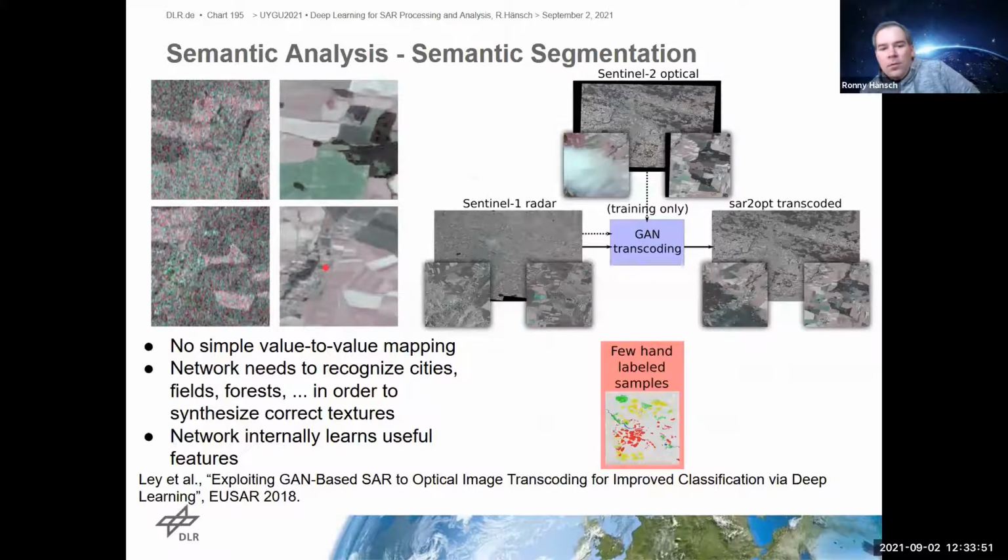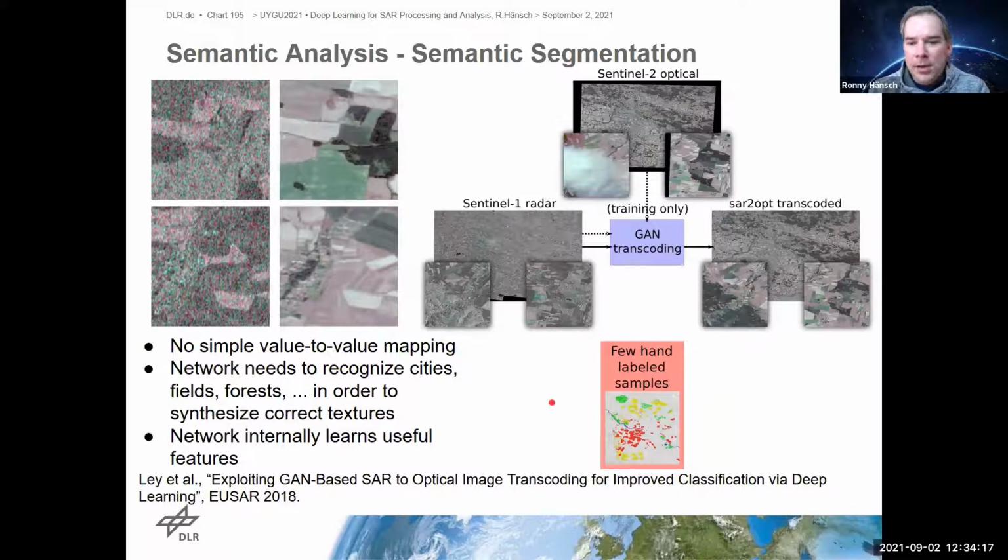So now the idea was that we try to do a transcoding. We have a radar image and we have an optical image, and we try to use a neural network to take the radar image and produce something that looks like an optical image. Very similar to the approaches you have seen before. Here you see some examples. This would be the input radar image, and this would be the synthesized optical image.